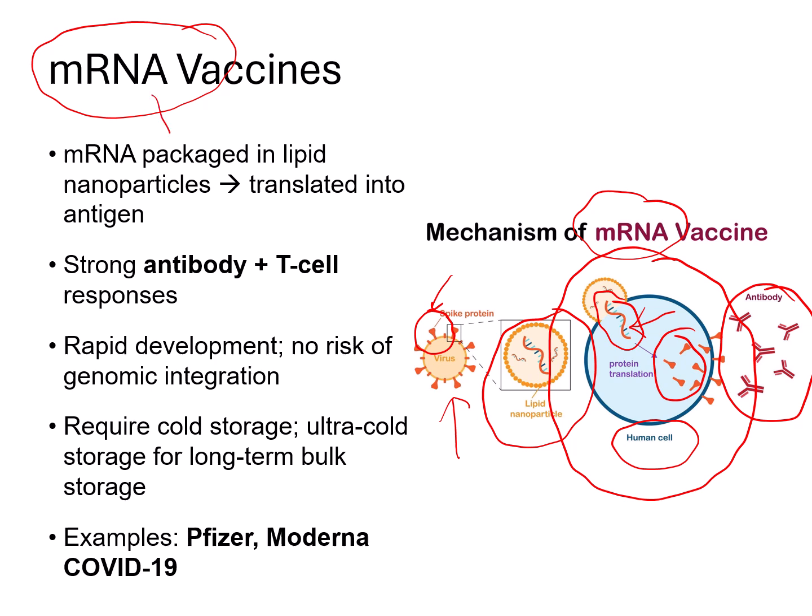These are faster to produce, and they're very effective. There's no genomic integration, like RNA is not going to integrate into our DNA. And some common examples are the Pfizer and Moderna COVID-19 vaccines.